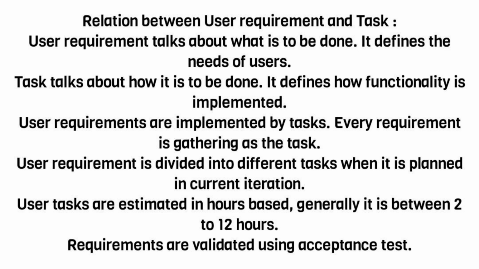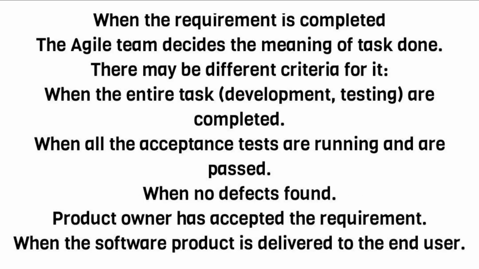Requirements are validated using acceptance tests. When the requirement is completed, the Agile team decides the meaning of task done. There may be different criteria for it. When the entire task, development, and testing are completed. When all the acceptance tests are running and are passed. When no defects are found. Product owner has accepted the requirement. When the software product is delivered to the end user.